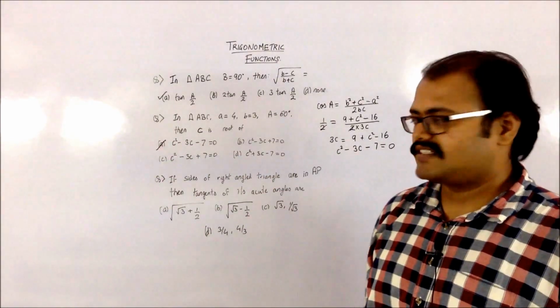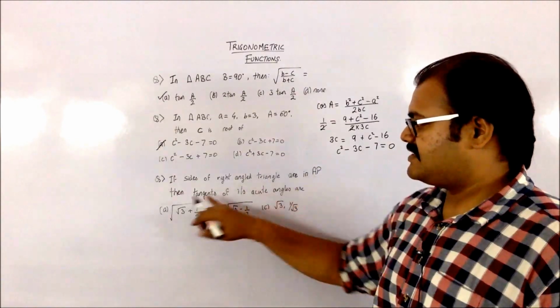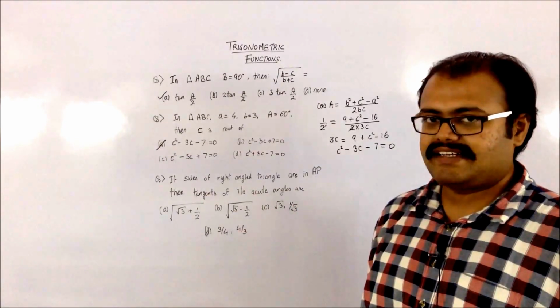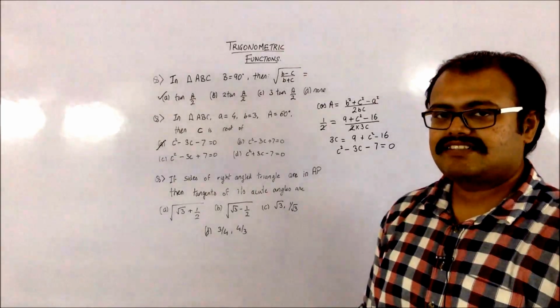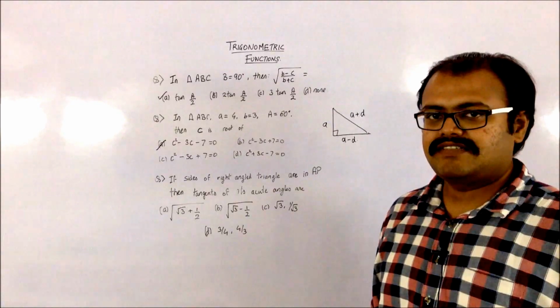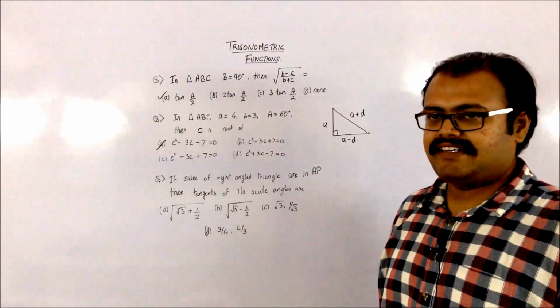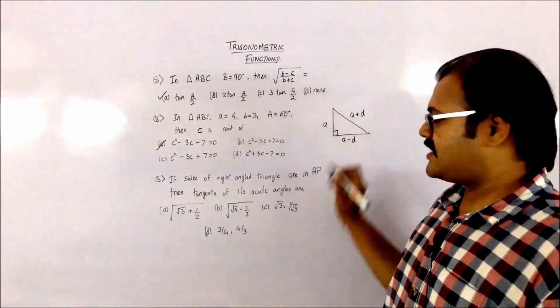Moving on to the next question, we have: if the sides of a right angle triangle are in AP, then the tangent of its acute angle is. So let us draw that particular triangle. We have drawn that particular triangle which is given to us. They had said that the sides of the right angle triangle are in AP. So we will have a right angle triangle, so 90 degrees.